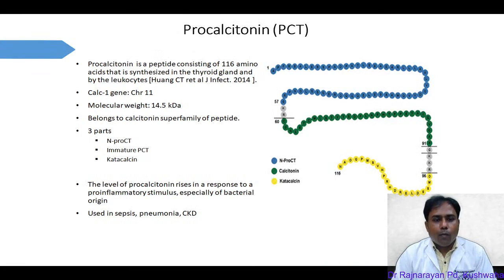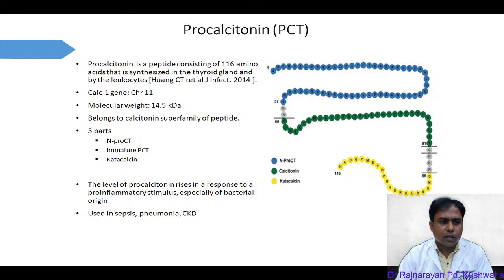And another biomarker is procalcitonin. Procalcitonin is a peptide consisting of 116 amino acids that is synthesized in the thyroid gland and by leukocytes. This is the CALC-1 gene, located on chromosome 11. Its molecular weight is 14.5 kilodalton, and it belongs to the calcitonin superfamily of peptides, which has three parts as shown in the diagram: N-pro-CT, immature calcitonin, and katacalcin. Procalcitonin is made from these three parts.